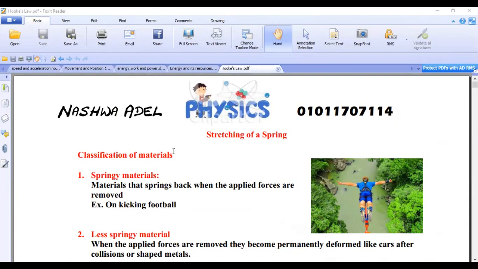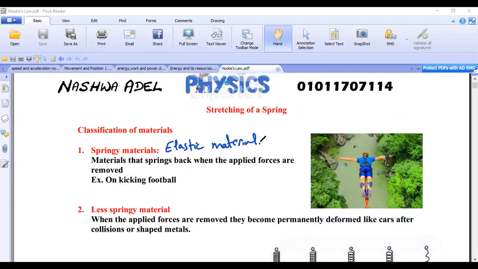We can classify the materials into two categories. We have springy materials and less springy materials. Springy materials are called elastic material. Let's see the difference between these two types.